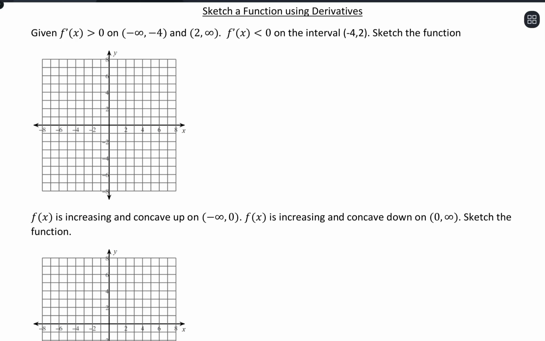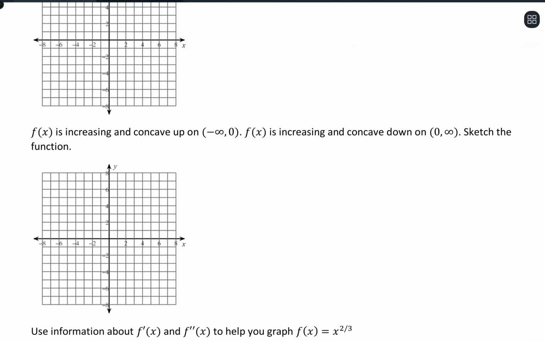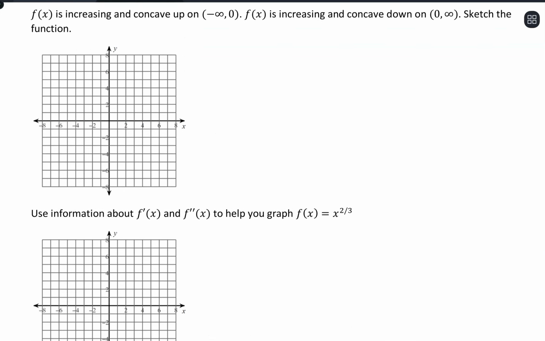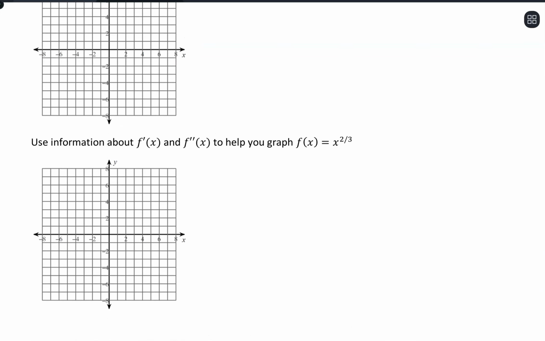So we're going to look at a few different scenarios here where they tell us information about the graph and how the derivative's behaving, how the second derivative is behaving, and how that can get us a sketch of a function. So we have some scenarios. This first one deals with the first derivative. The second one kind of mixes first and second. And then this one just gives us a function.